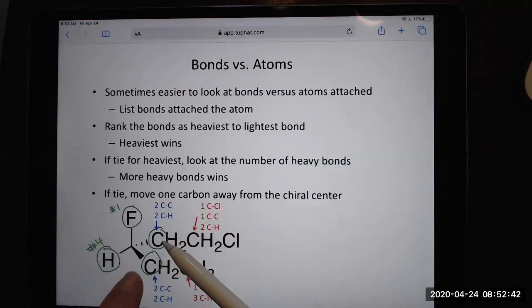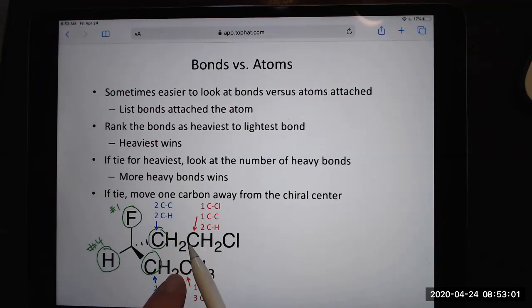They both... This one has 2. So each one of these has 2 carbon-carbon bonds, the one here and here. This one, it's the wedge as well as that carbon, the 2 carbon hydrogens. And notice how they're exactly the same, right? And so what we're going to do is hop out here.